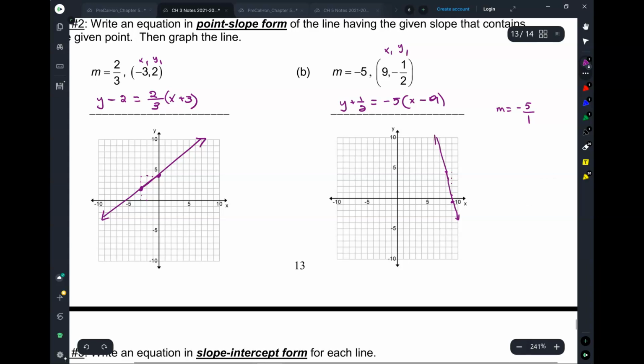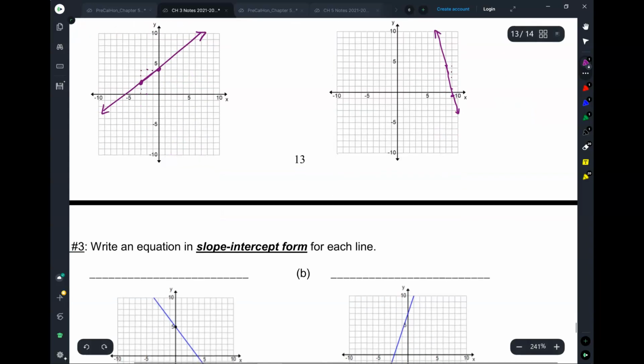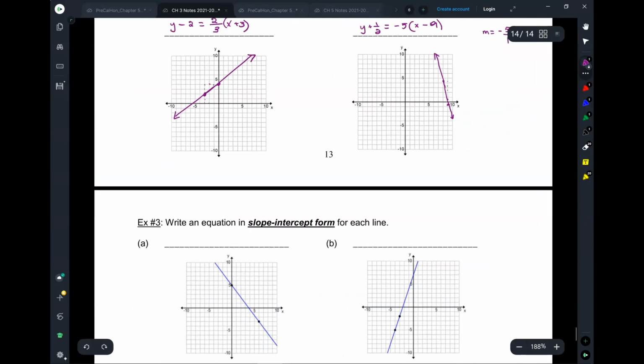Will you ever have to change the point slope form? Sometimes, yeah. Like how? Here, we're gonna do that on the next page, okay? All right. Okay, so here we go.